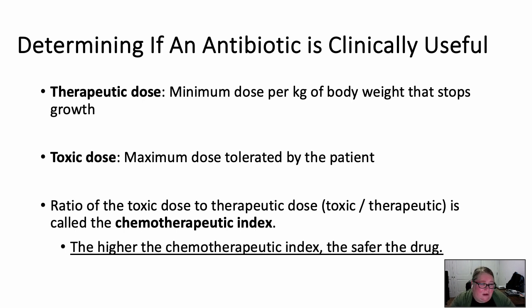This is the maximum dose tolerated by the patient before bad things happen. It's not going to particularly kill the patient, but it's going to make them really sick once you hit that toxic dose. So we're going to take a ratio of the toxic dose to the therapeutic dose, toxic divided by therapeutic, and this gives us a number called the chemotherapeutic index. This number tells us how safe the drug is for that patient. The one thing I want you to remember, hence it's underlined: the higher the chemotherapeutic index, the safer the drug is.